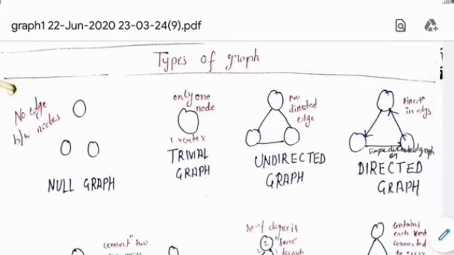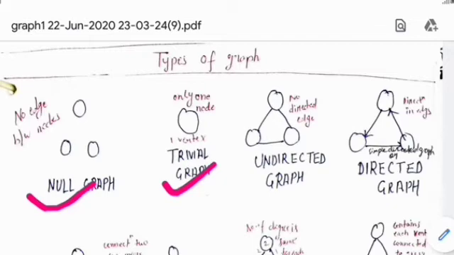So first is your null graph. A null graph is defined as a graph which has no edges between the nodes. Second is your trivial graph. A trivial graph has only one vertex and one node, that is called your trivial graph.